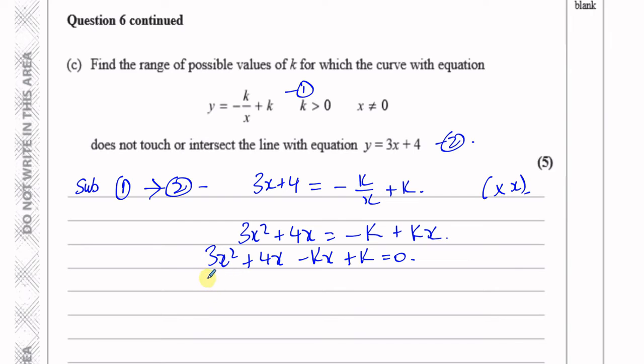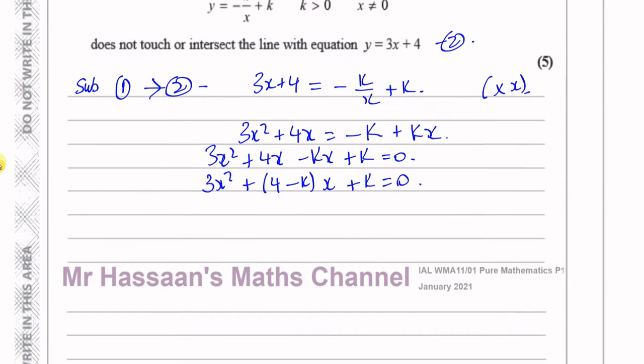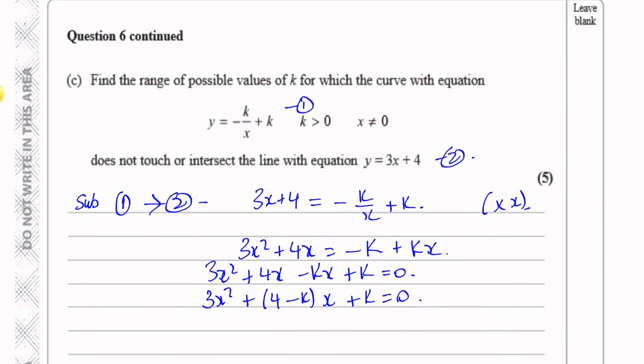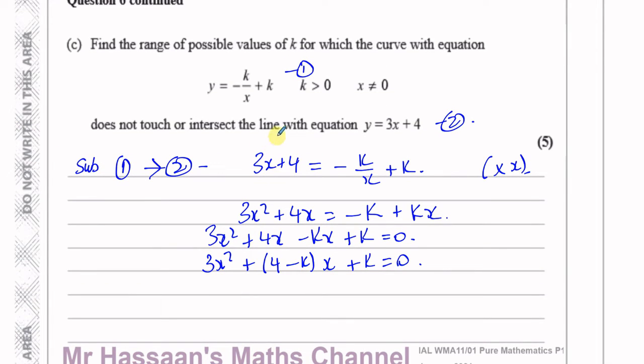So you've got your x squared term, and you've got 4 minus k times x. Your x term is 4 minus k, just taking out the x as common in these two, and I've got plus k. That's my constant term. Okay, so this is a quadratic equation. Now we have to find the values of k for which this equation has no solution, because we want to find the values of k where this and that will never touch or intersect. So that means they will never ever meet.